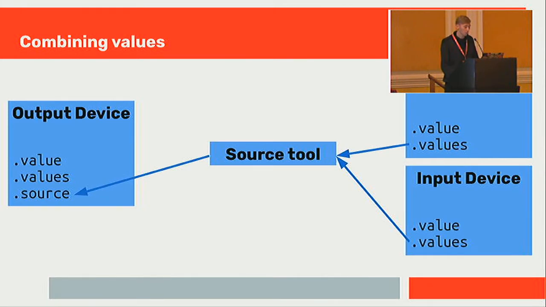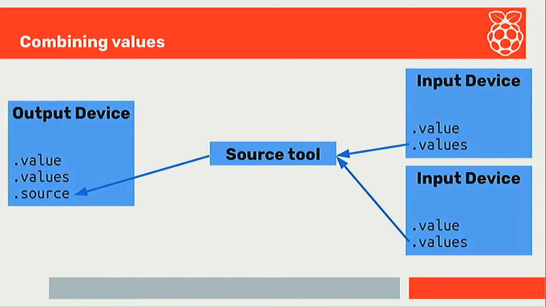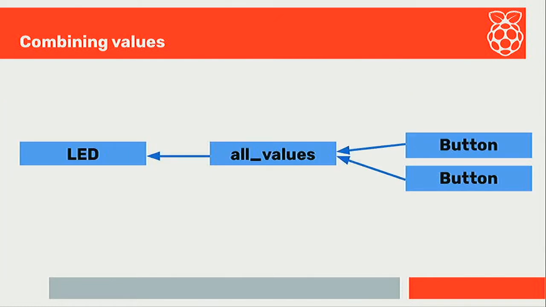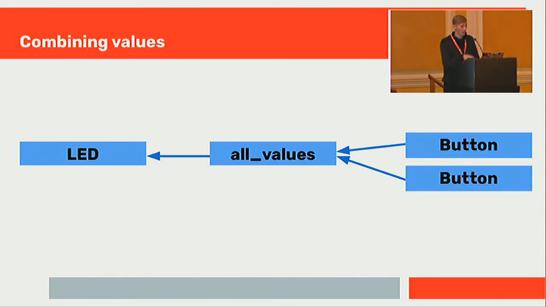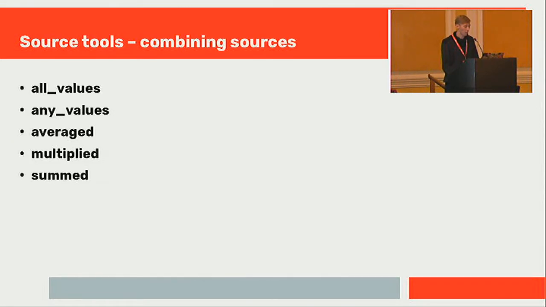You can also combine multiple values. If you have two devices and you want to do something to both of those values, zip them up, and then pass that value into the output device. For example, two buttons controlling an LED, where the LED should be on when both buttons are pressed. You can effectively AND the value pair and pass that into the LED, and that's really simple as well. There's all_values, which is like the AND but for any number of values passed in. That could be any number of buttons there. And you can do lots of other things like averaging and multiplying.